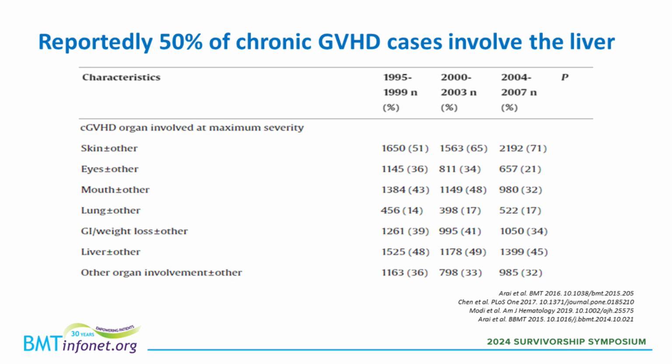Over time, looking at all the cases of chronic GVHD and breaking it down into the main organ systems, roughly 50% of patients over time from 1995 to 99, 2000 to 2003, 2004 to 2007 have ranged around 50% that involve the liver. For GI and weight loss, also relatively stable, 39 to 41 to 34%, it's about 1 in 3. And then you can see that for mouth above as well.